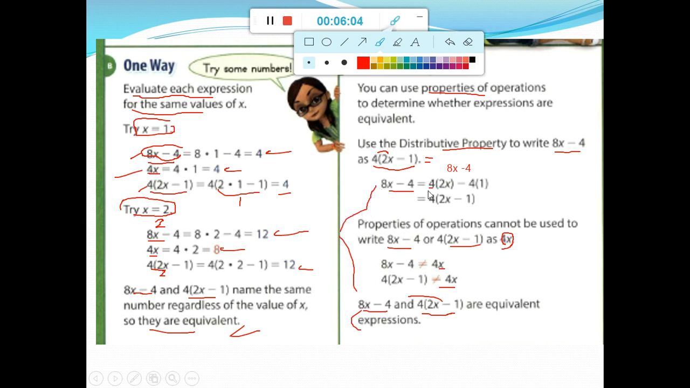For 8x minus 4, 4 is the common factor for 8 and 4. So I divide 8 by 4 equals 2 and 4 by 4 equals 1. So I put 4 outside and inside the parentheses I write 2x minus 1, which is the same as the second expression. Now let me do another example.